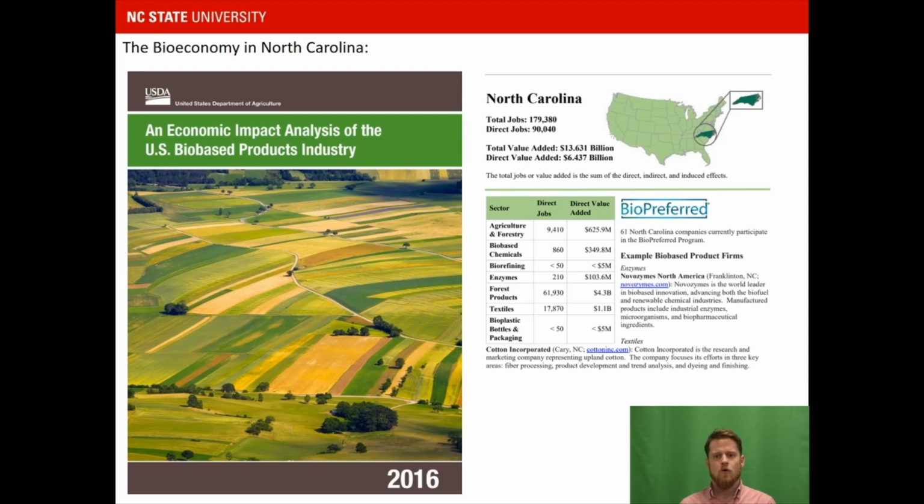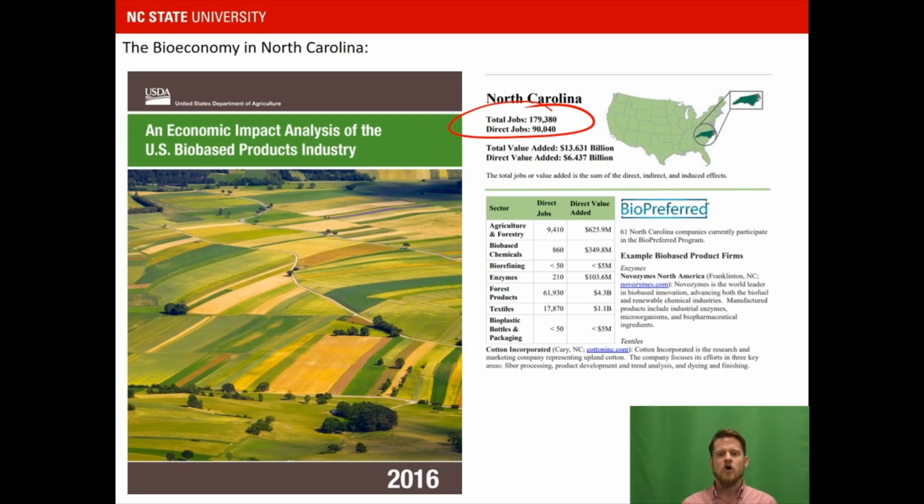We began the course looking at this USDA 2016 report, and it summarized the bioeconomy in all the 50 states. But here in North Carolina, we can see up here in the top right that the bioeconomy directly employs 90,000 people. Those are direct economic impacts. So that means 90,000 people working in manufacturing plants and in jobs directly related to the bioeconomy.